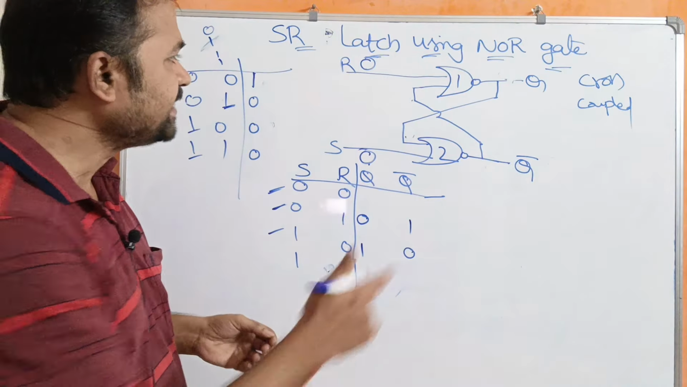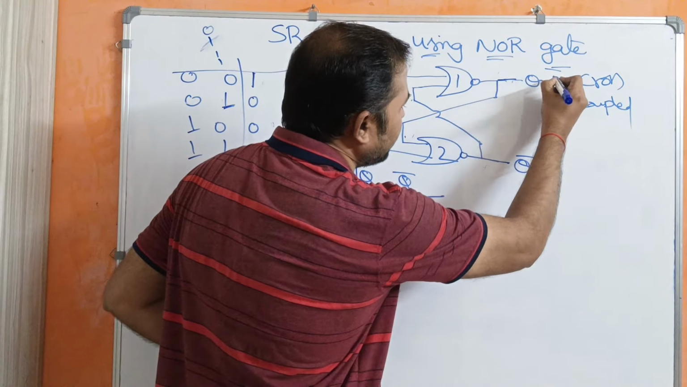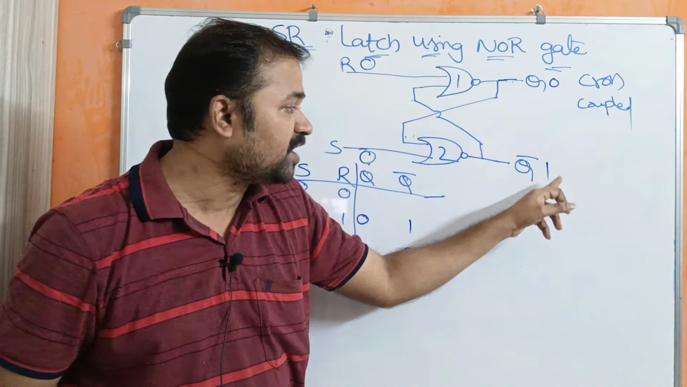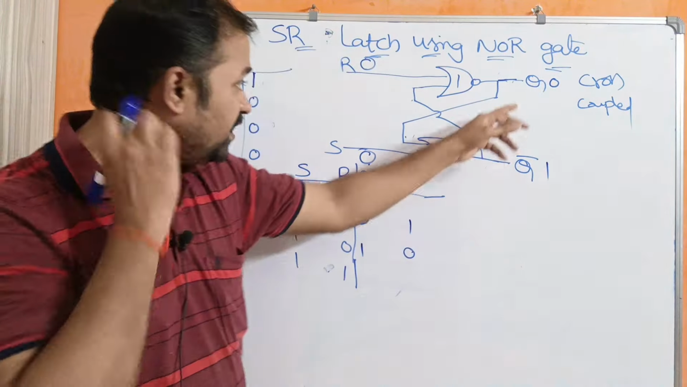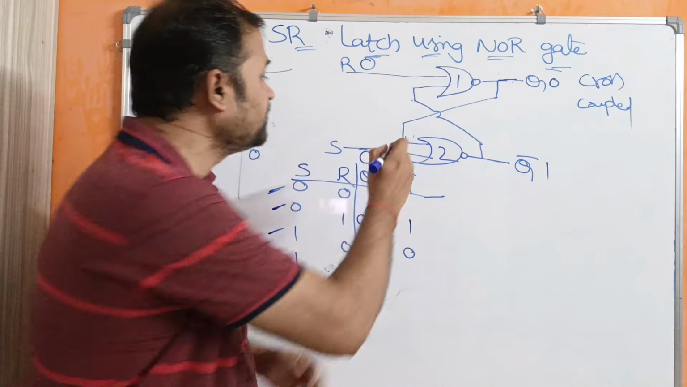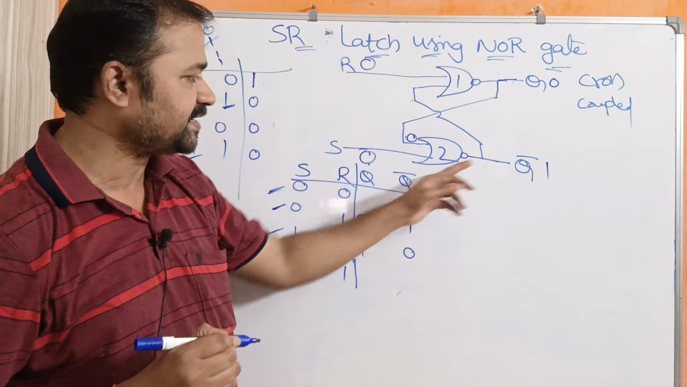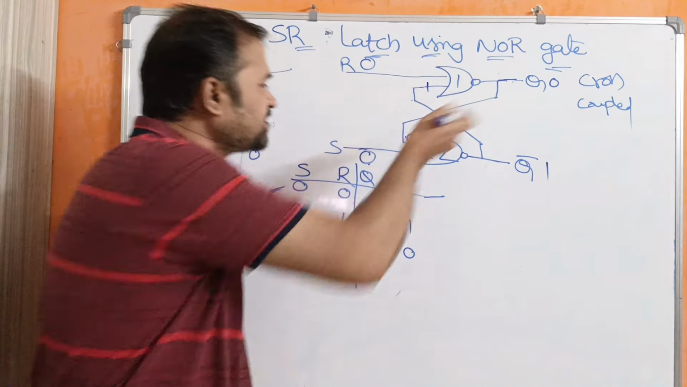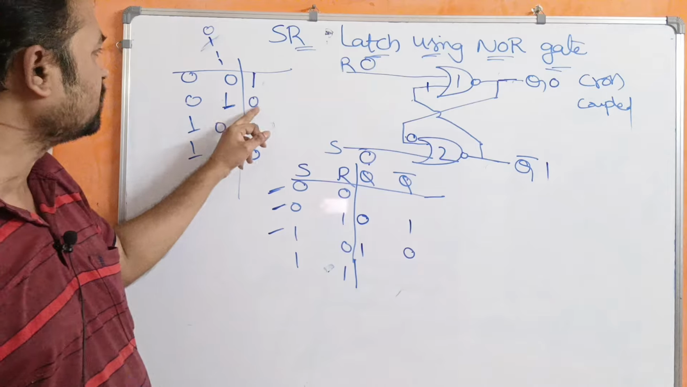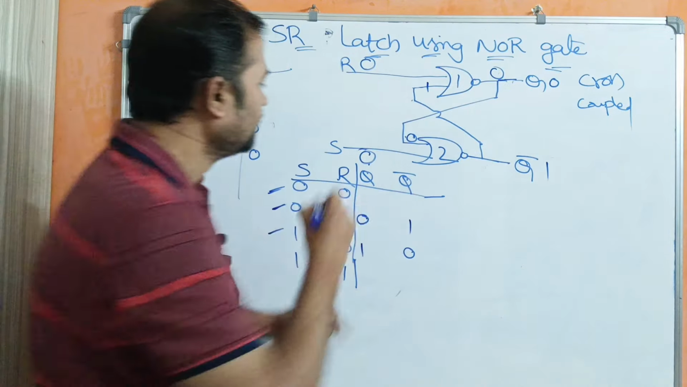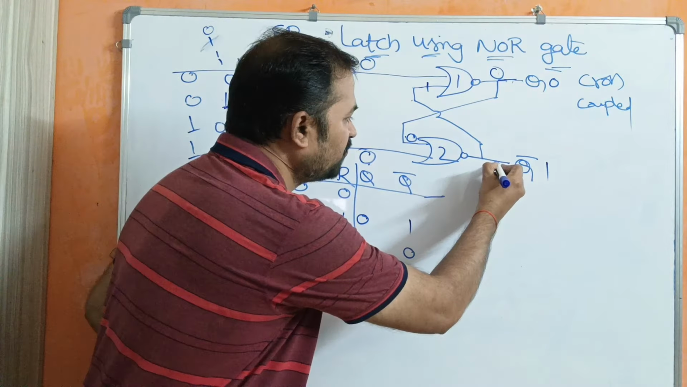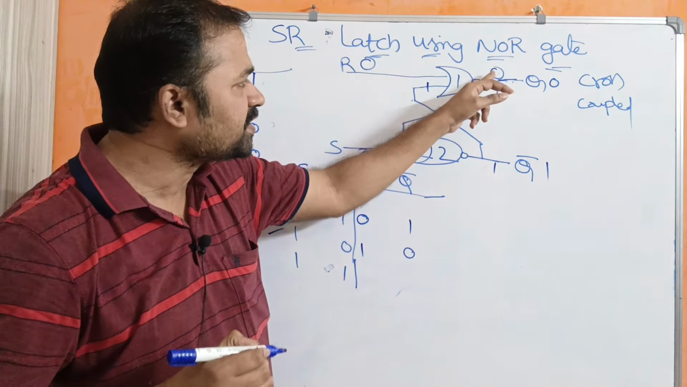Okay. Let us take the previous values as 0 1. So let Q value is 0. So Q bar value is 1. So this 0 will be passed as the input to the second NOR gate. What is Q bar value? 1. So this 1 will be passed as input to the first NOR gate. So 0 1 means what is the output? 0 is the output. Next, here we have 0 0. 0 0 means what is the output? 1 is the output.